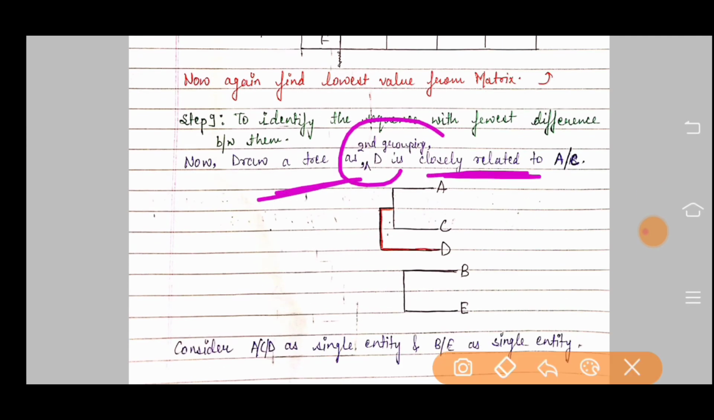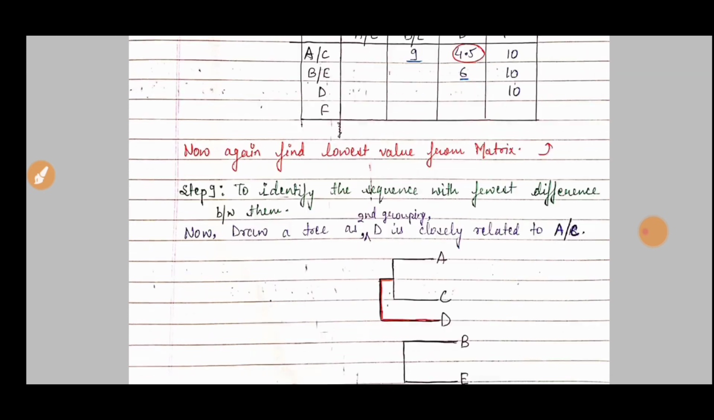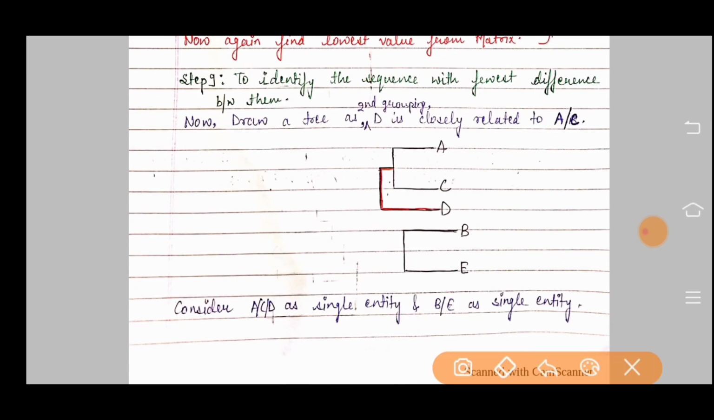D is closely related to AC. You can see here that D is in the line of AC. So you should know that now D is closely related to AC as it has very low mismatches, 4.5 as compared to the others. Now consider ACD as a single entity and B as another entity. So we have two entities again here.